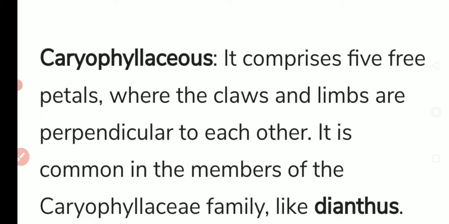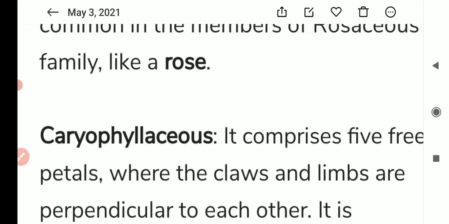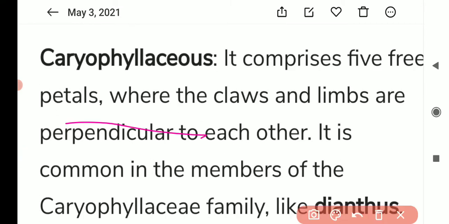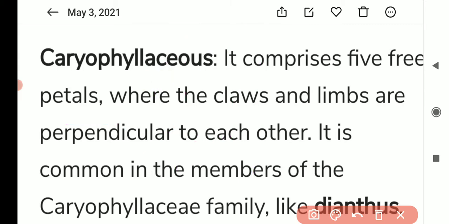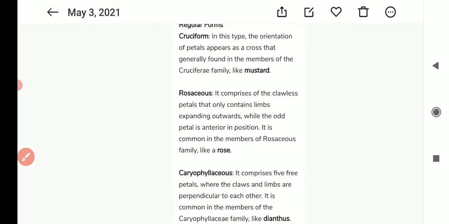Caryophyllaceous, there are 5 free petals where the claw and the limb are perpendicular to each other. Means the claw and the limb are at 90 degrees to each other, perpendicular. So we find this in the Caryophyllaceae family, that is your dianthus.